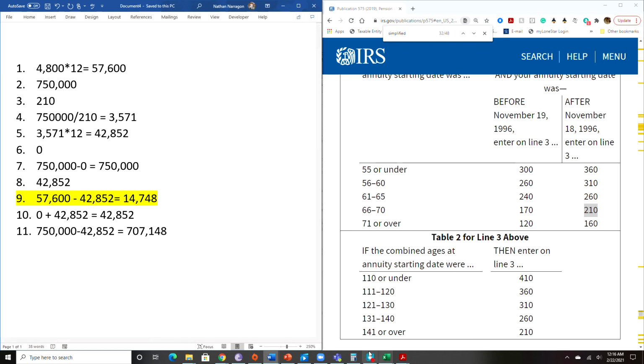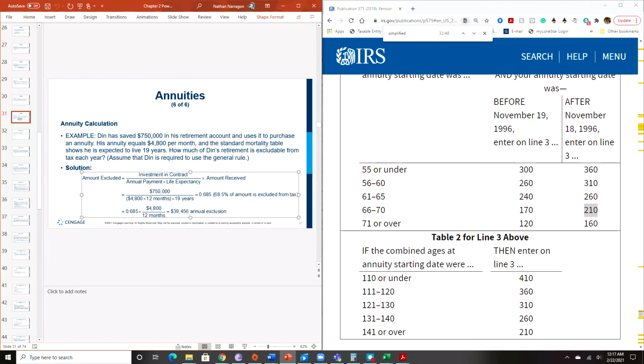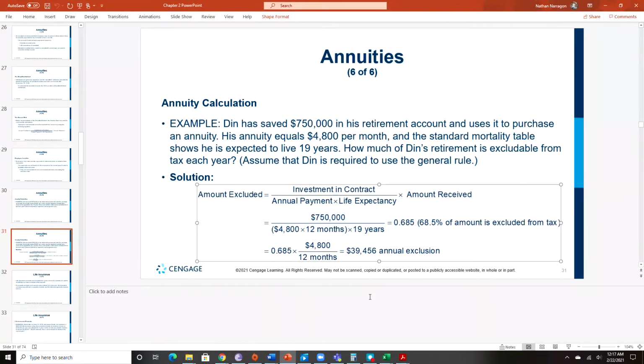Alright. So that's completely it for the annuities. So again, if you have questions on these, expect to do either one, the general method or the simplified method. Again, if you have any questions, please let me know.